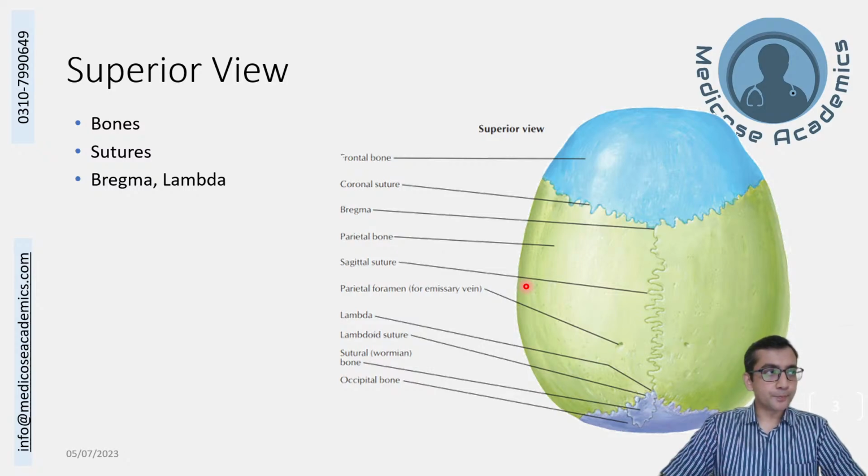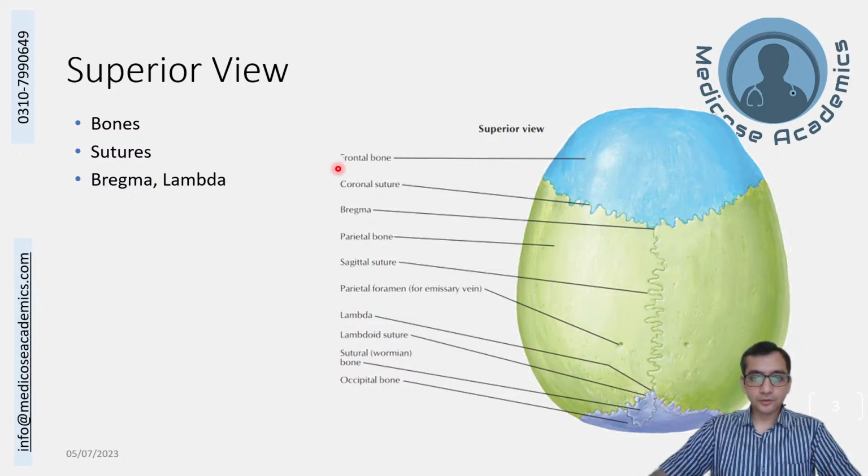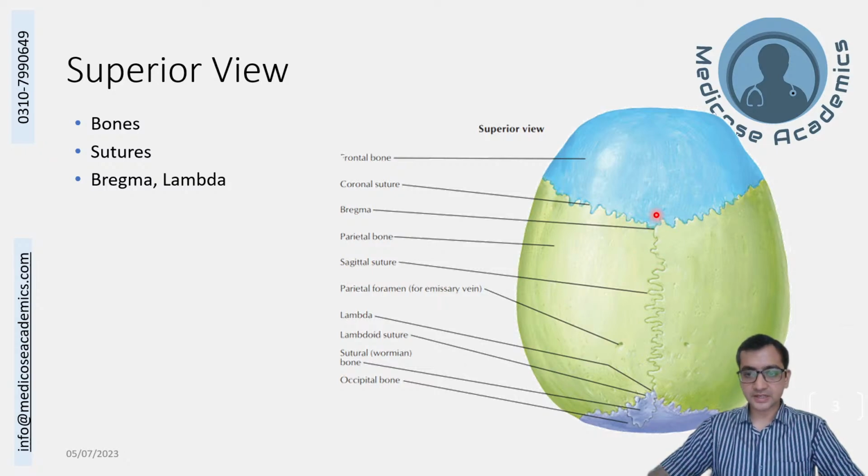The superior view. What are the bones? This is the Norma Verticalis, Calvaria. What are the bones that are forming the Calvaria? You can send your queries in the live chat. Inshallah, I will try to answer as best as I can.